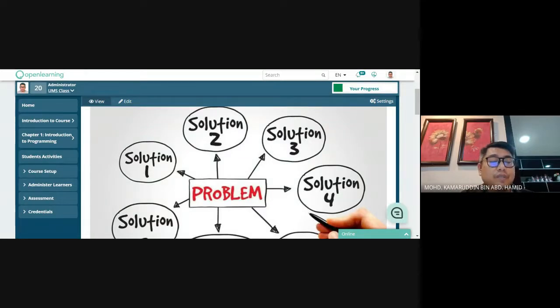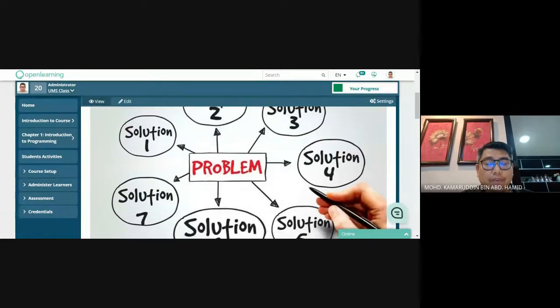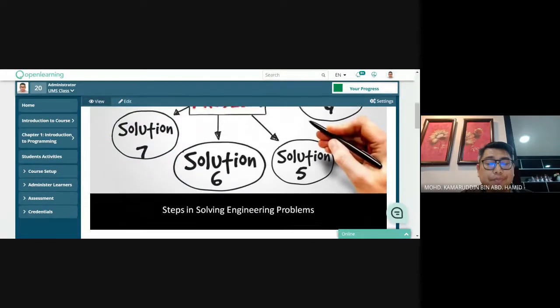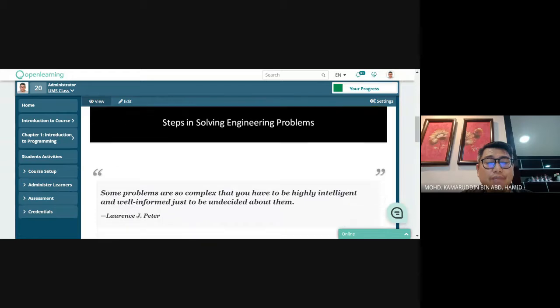So there are several suggestions here that you may follow, or if you find something else out there related to these steps in solving engineering problems, also okay. You may follow that as long as you put some reference. Tidak ada masalah. It's not that you need to follow only the steps given here. You can come up with your own steps, or perhaps you can create your own step solution. It's okay.